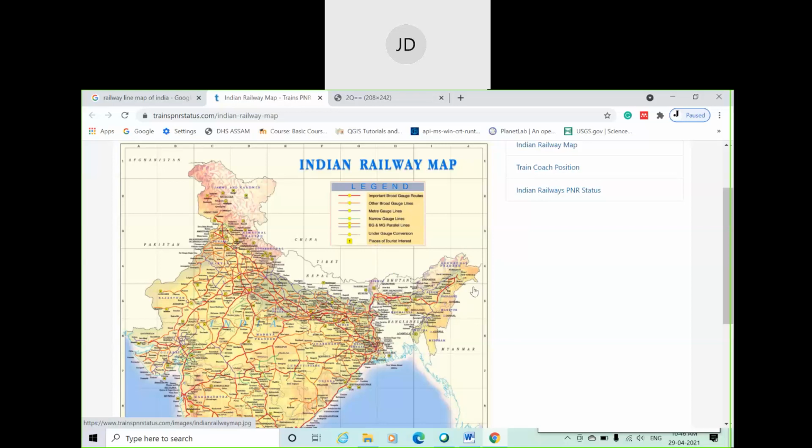That's why in northeast India, since it is surrounded by hills, we have mostly meter gauge and narrow gauge, and only one or two broad gauge lines to connect with different states like West Bengal and different parts of India. Got it? These things were already discussed in the previous class. So from this map you can at least observe that we have different types of gauges over India.